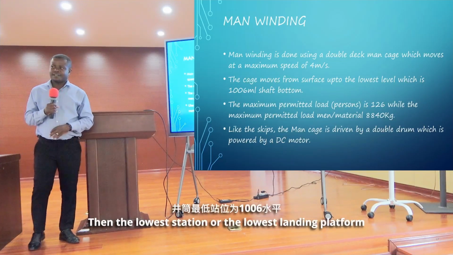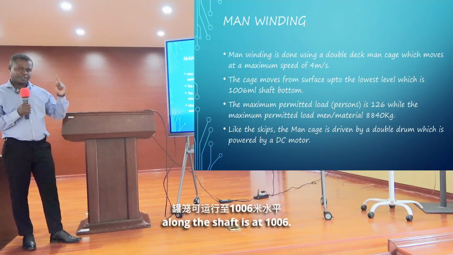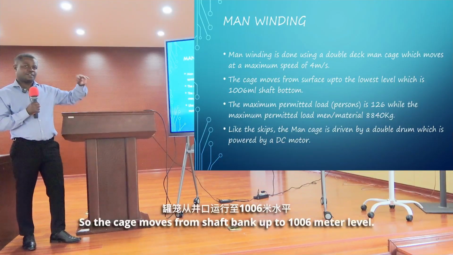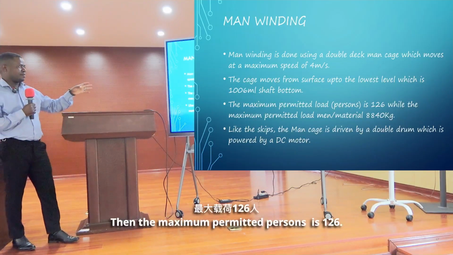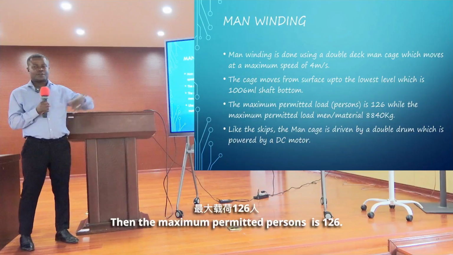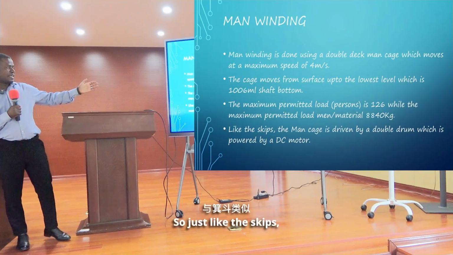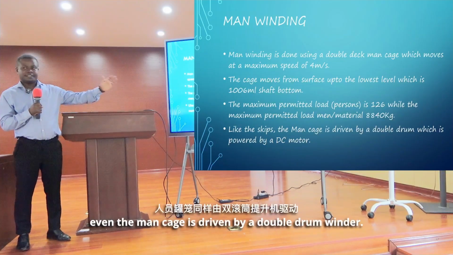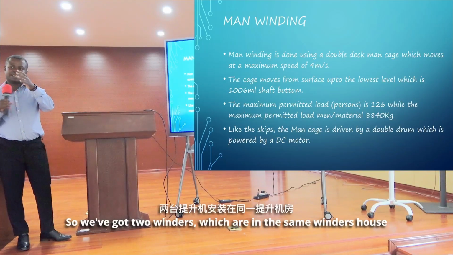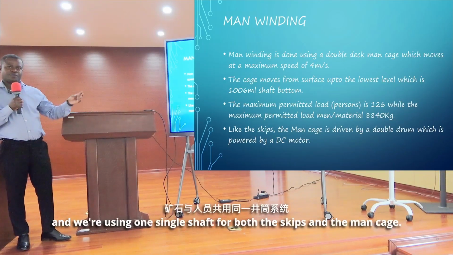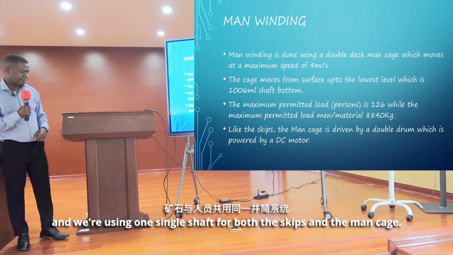Then the lowest station, or the lowest landing platform along the shaft, is at 1006. So the cage moves from shaft bank up to the 1006 meter level. The maximum permitted persons is 126, while the load is 8,840 kg. Just like the skips, even the man cage is driven by a double drum winder. We've got two winders in the same wind house, and we're using one single shaft for both the skips and the man cage.